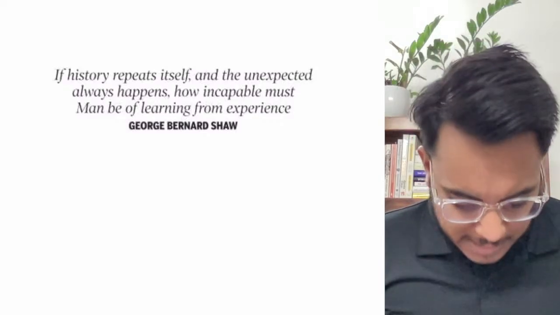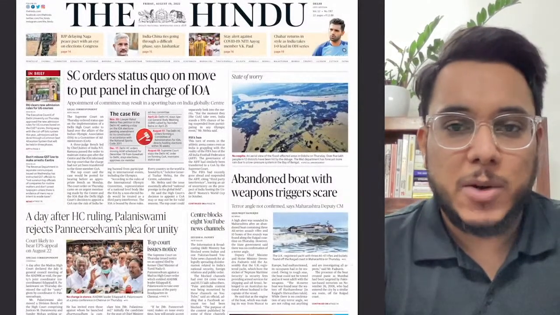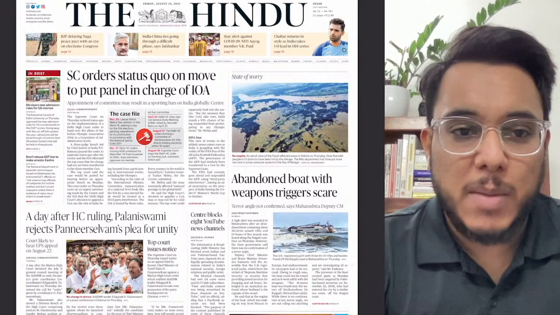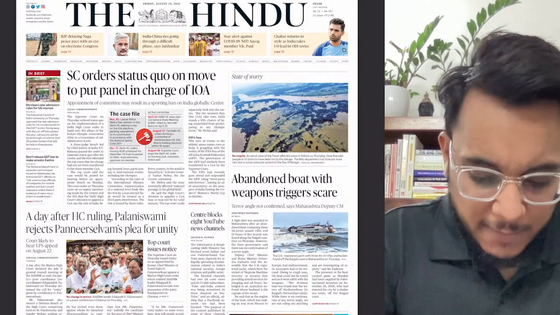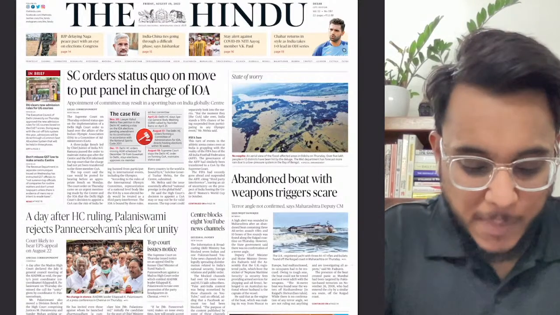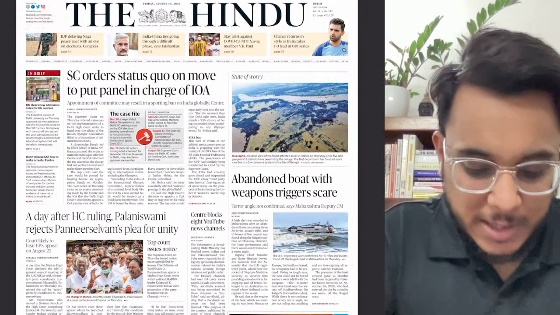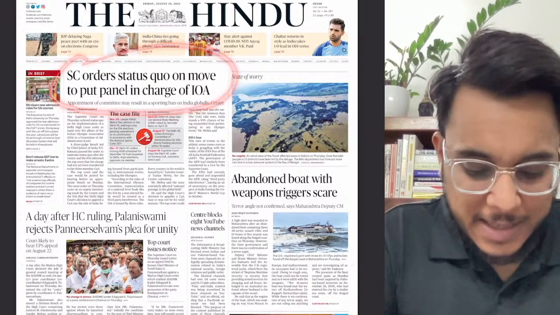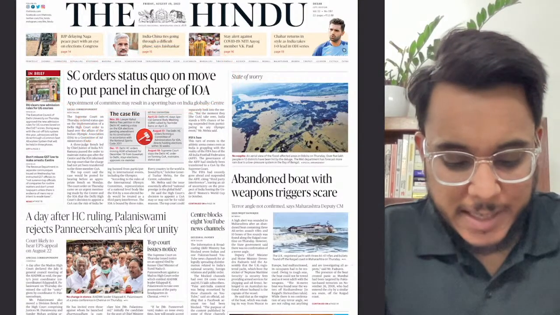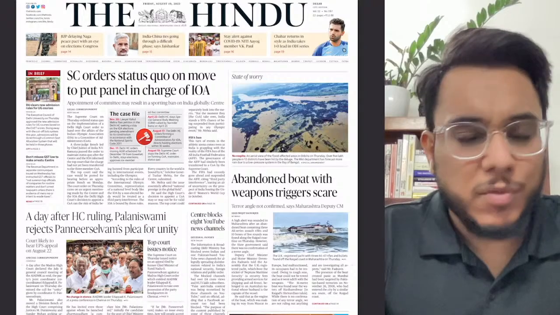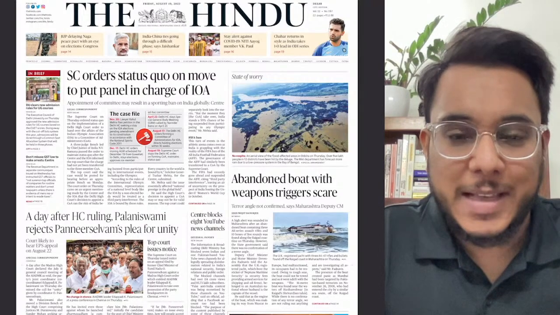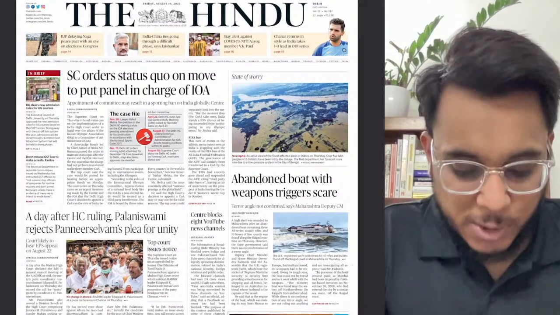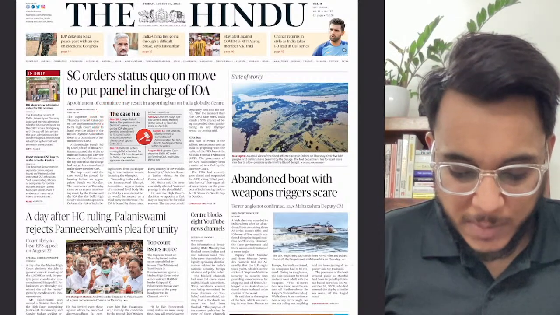Now, first of all, let's see the overview of the entire newspaper in order to understand which articles are going to be important for our examination today. So here we have the Hindu newspaper Delhi edition, and on page number 1, the first article that we can see is that the Supreme Court order puts a status quo on IOA move. Now guys, there is an issue of sports governance that is coming in India. There have been certain issues in the past, so we'll see this particular article in that respect.